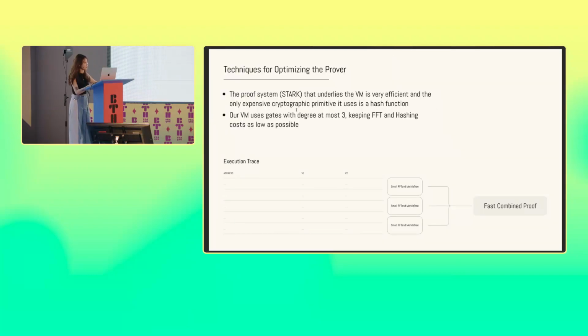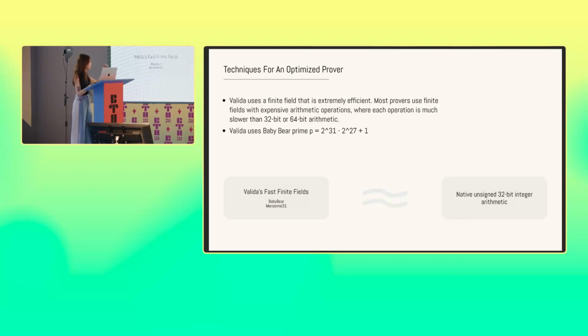Some techniques for optimizing the prover. The STARK we're using is very efficient, and the only expensive operation it uses is a hash function. So we use gates with degree at most 3, keeping the FFT and hashing costs as low as possible. That's one of the techniques. This is just giving a few examples. And the second trick is that we use a finite field that's extremely efficient. Right now we use, as I mentioned, BabyBear. We're going to support the Mersenne field.